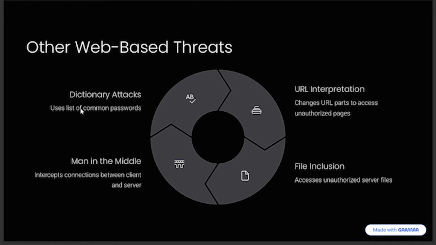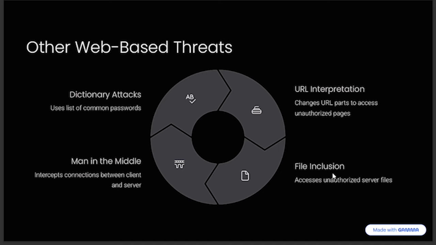Now let's look at dictionary attacks. A dictionary attack has a list of commonly used passwords and then validates them to get the original password. Now let's look at URL interpretation. It is also a type of attack where you can change a certain part of a URL, and then one can make a web server deliver web pages which he is not authorized to browse.